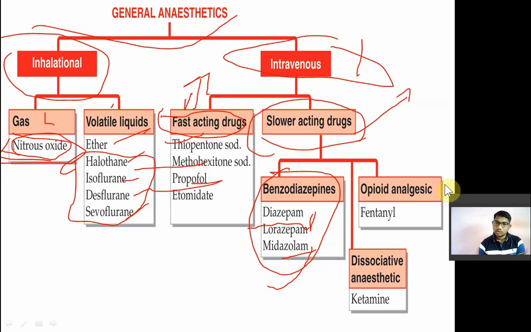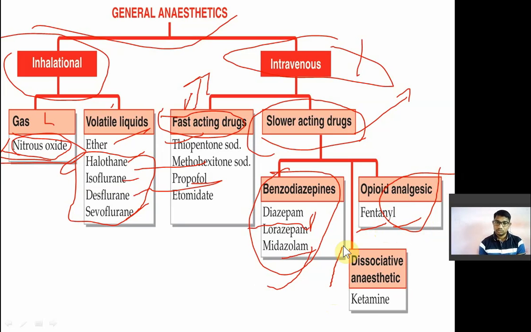Then opioid analgesics, so fentanyl, sufentanil, and alfentanil. There are three drugs that can be used as a general anesthetic. Fentanyl, sufentanil, and alfentanil. यहाँ पे एक ही एग्जांपल दिया है, मैं तीन बोल रहा हूँ. We have seen this topic already. If you want to revise, you can go and watch that video.